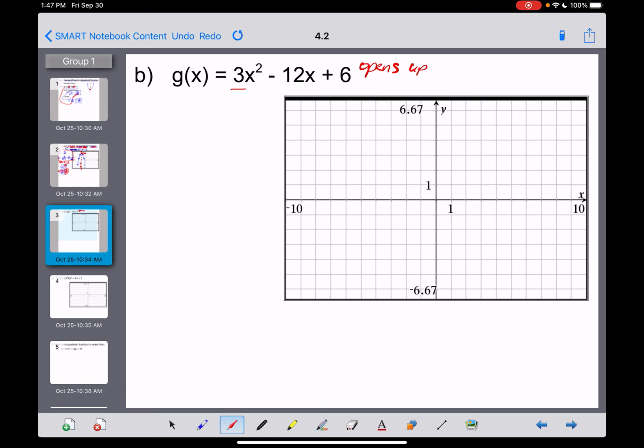Next question, is it wide or skinny or normal? This 3 right here is stretching our graph vertically. It's making it taller, which gives it the appearance of being skinny. So that's an important one to know as well. And now we've got to try to figure out where our vertex is located. So here we go. X is equal to, once again, the opposite of b over 2a.